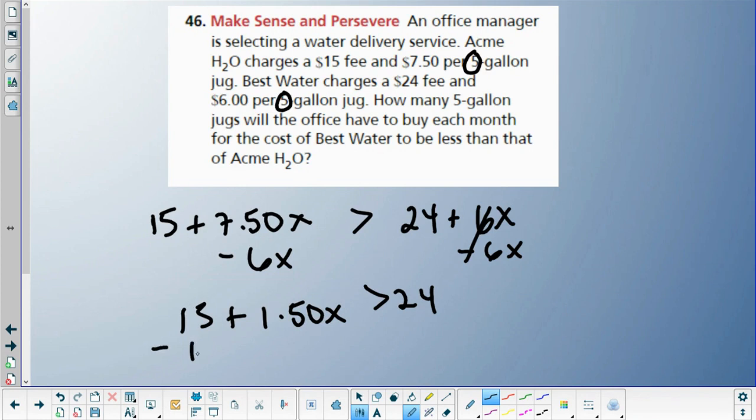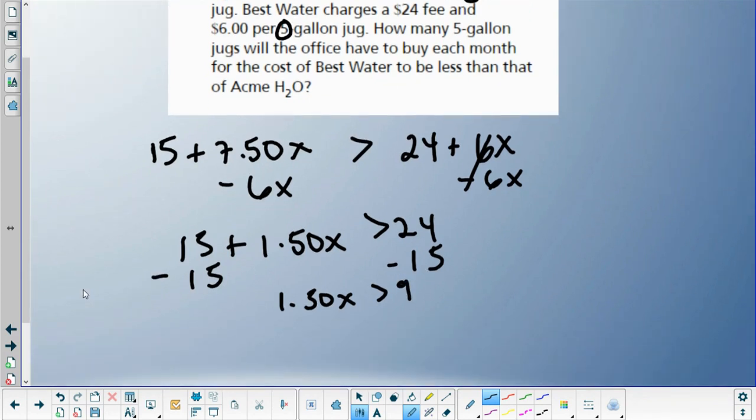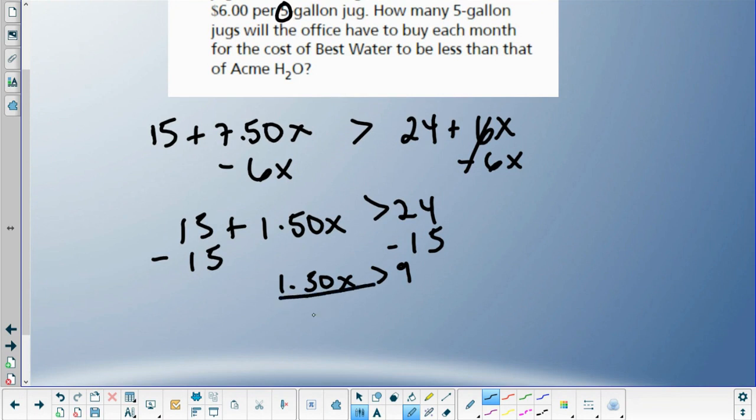All right, if I take away my 15 from both sides, I get $1.50x is greater than 9. Okay, and then my last step would be to divide by $1.50. And you should get x is greater than 6. Okay, so this tells us, if we were to type this in words, the office will have to buy more than 6 jugs each month for Best Water to cost less than Acme H2O.